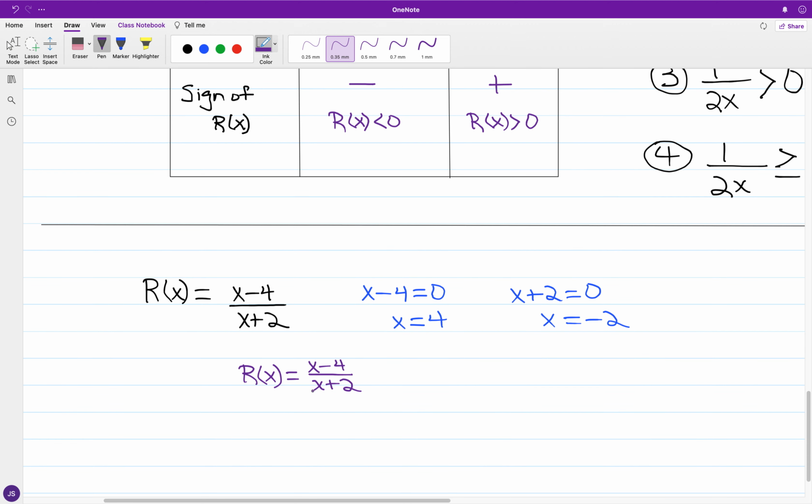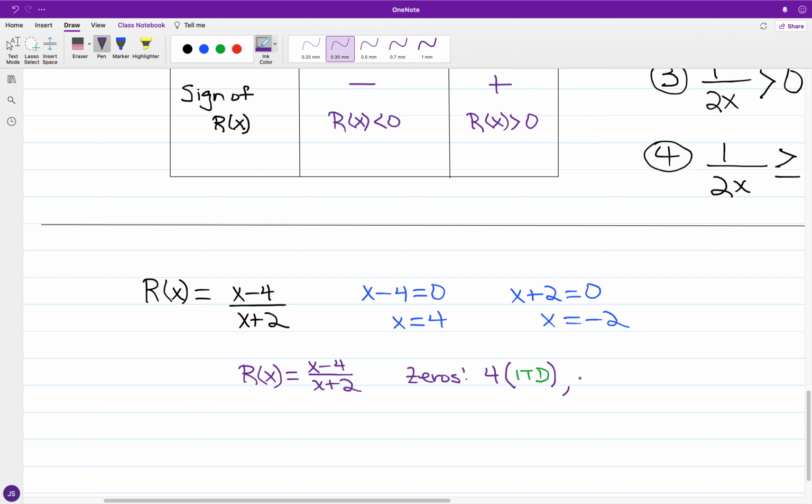So with r of x, I have x minus 4 over x plus 2. Now for the zeros, we got 4. 4 comes from x minus 4, which is in the numerator. So 4 would set the rational function equal to 0. Again, this is going to be in the domain.